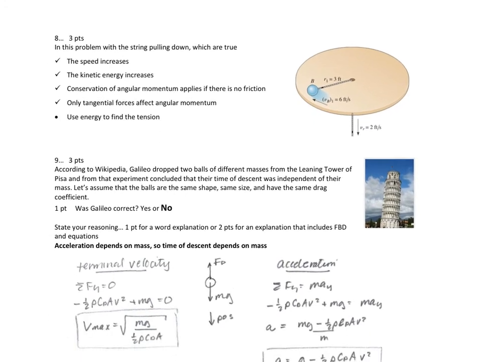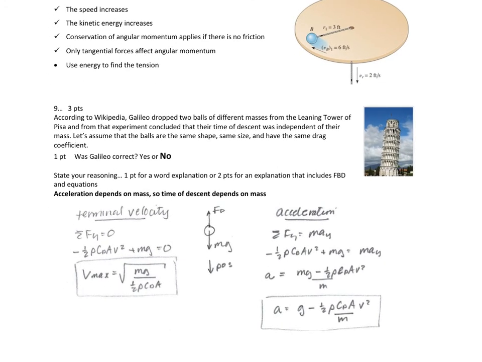All right, Galileo. Galileo, as stated in Wikipedia, was not correct. In other words, his experiment concluded that the time of descent was not dependent on mass. But we showed an experiment in class where the time that it hit the ground was different depending on the mass. We had two ping pong balls, one filled with sand, one empty, and they hit the ground at different times. So something was going on there.